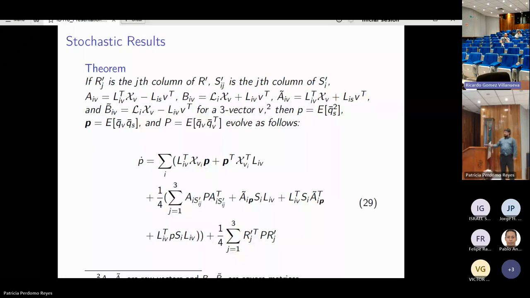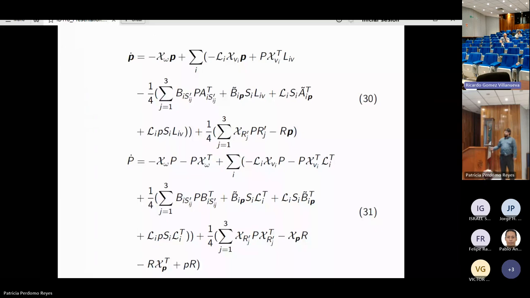This is the scalar expectation dynamics. Over here are the vector expectation dynamics and the matrix expectation dynamics. Again, P is the expectation of qv bar, qv bar transposed. We wish to send that trace to zero.